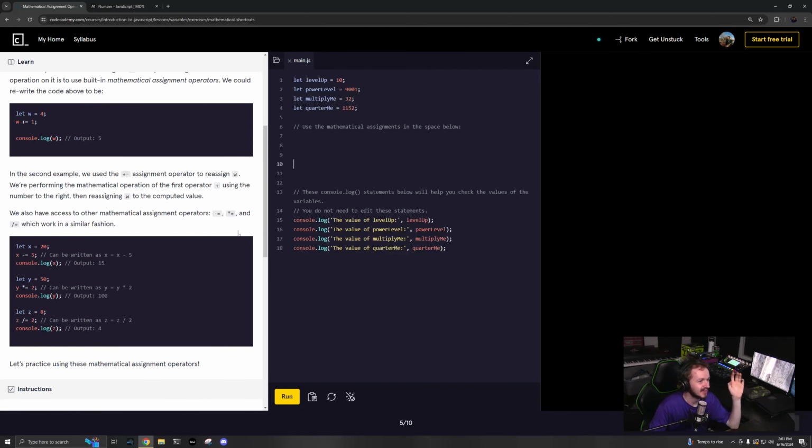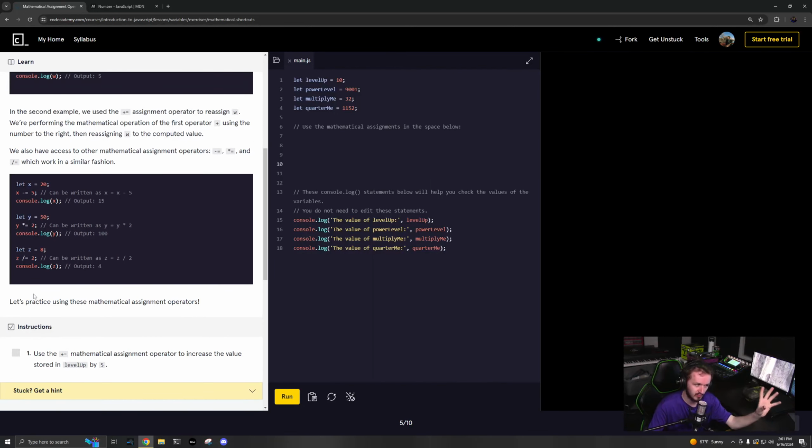So you have minus equals 5. You got x equals 20, x minus equals 5, so now it's going to be 15. X equals x minus 5. You multiply it by 2, times equals 2, so now your output is 100. Divided by equals 2, your output is 4. So these are the only 4. I'm pretty sure the only 4. I don't think mod works. I'm like 98% sure that doesn't work.